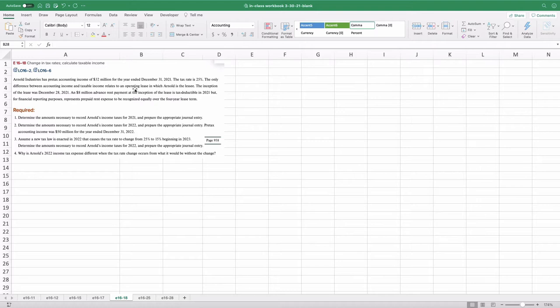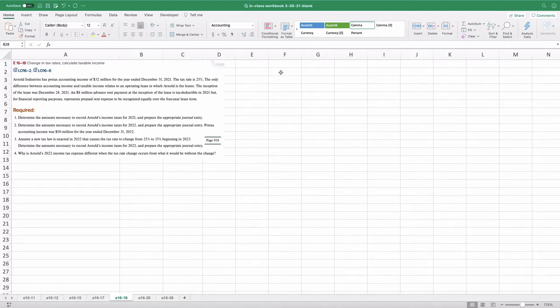An $8 million advance rent payment at the inception of the lease is tax deductible now, but for financial reporting purposes represents prepaid rent expense to be recognized equally over the four-year lease term. In other words, we're getting a deduction for this now, and over the course of the next 4 years, we'll be taking an expense for GAAP purposes that we won't have for tax purposes, and we will have higher taxable income than book income, so our tax expense will not be as much as we actually pay. We pay more in those later years.